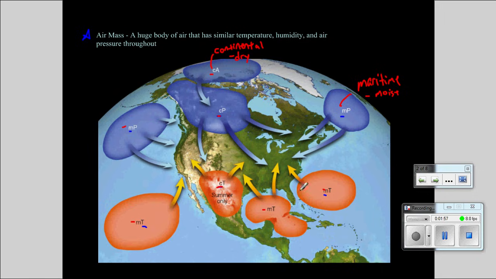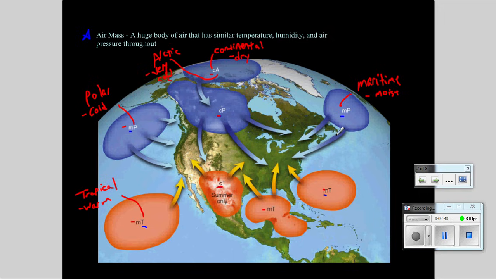Okay, the capital T's. Those are the ones that are red. The T stands for tropical. And those will be warmer air masses. Those are all forming towards the south. The capital P, that stands for polar. We are moving further north towards the North Pole. Polar air masses will be cold. We have one capital A, that stands for Arctic. The Arctic air mass is very cold.